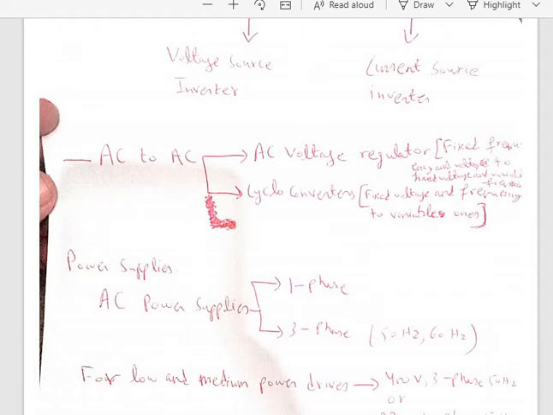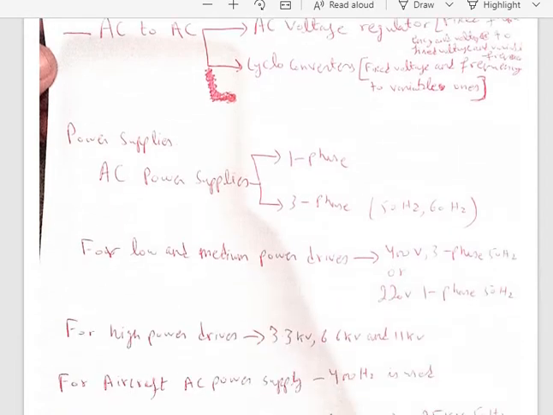But we will see what difference this frequency actually makes. This will be coming shortly ahead. Now, for low and medium power drives, we will use 400 volt three phase 50 hertz, or maybe 220 volt single phase 50 hertz.